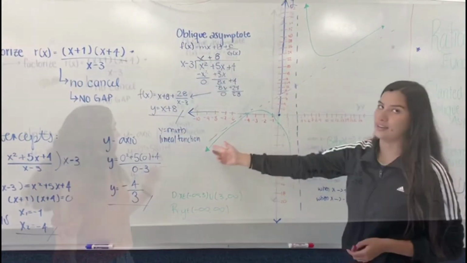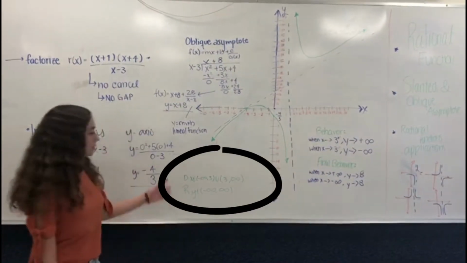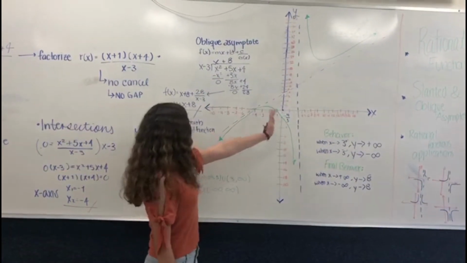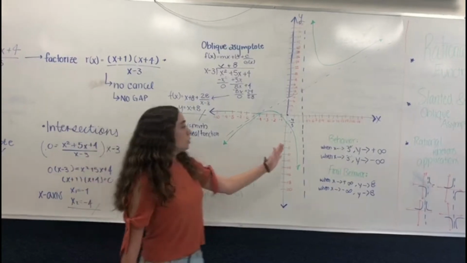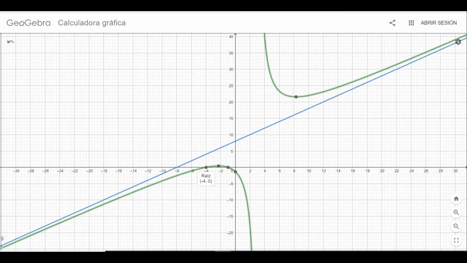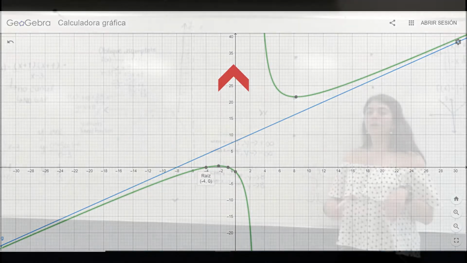and it is represented in this line. The domain is x belongs to minus infinity to 3 without including it, union 3 without including it to infinity. The range of the function is minus infinity to 8 without including it, and then union with 8 without including it to plus infinity.